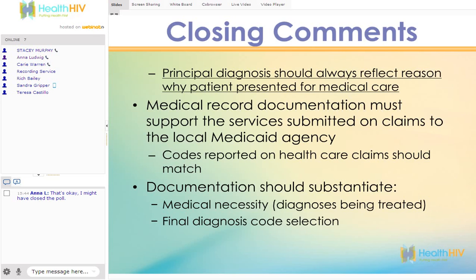So back to the slides. Medical record documentation must support the services that are submitted on the claims. This does not just apply to your Medicaid agencies. This applies across the board. Any claims that you submit from your practice, your documentation should correlate to whatever is in those claims. Documentation should substantiate and support medical necessity, and it should also support all of the diagnoses that you report on that claim.